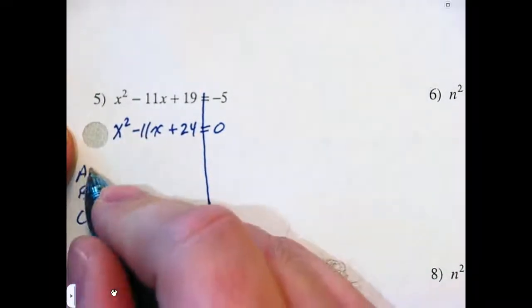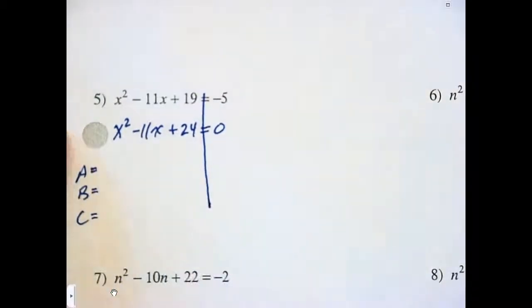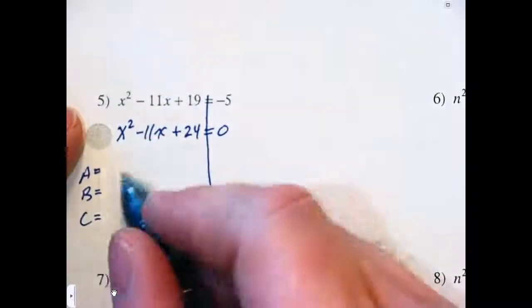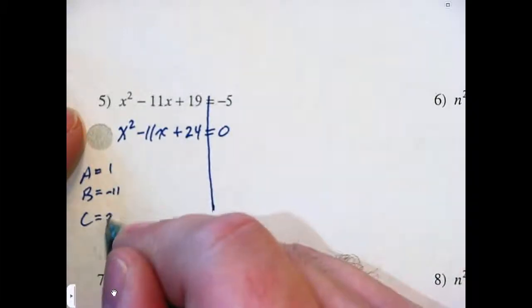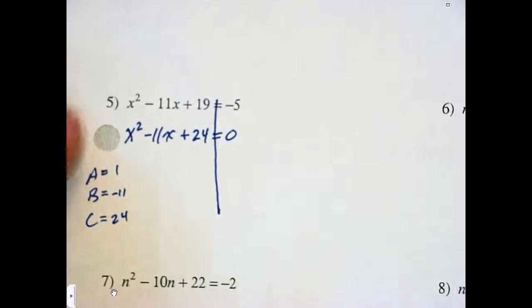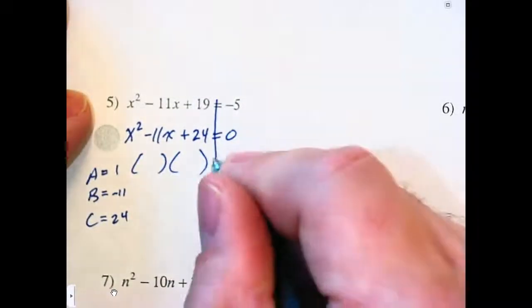Okay? In this case, our A, B, and C is our first step. And notice A, Tyler, this is what we did yesterday, Ty. Notice A is what? 1. B is, and C. When A is 1, it's really easy. A lot easier than when A isn't 1. Yesterday, A was never 1. Today, A is 1.